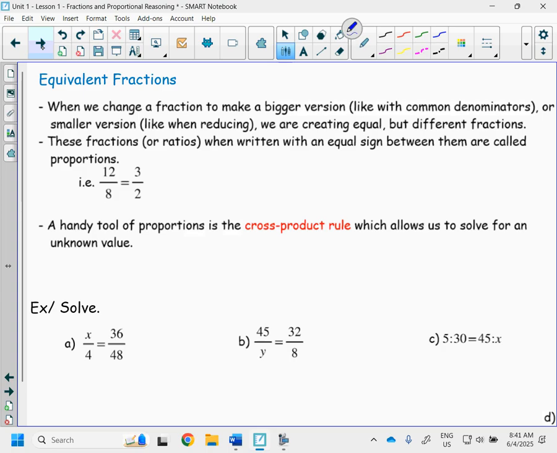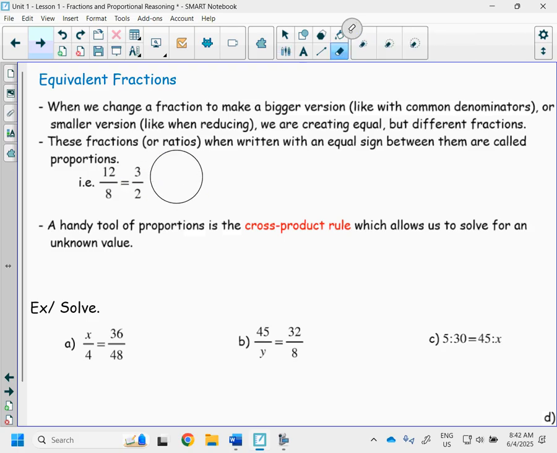Okay. Sometimes we actually want to solve problems involving equivalent fractions. So take a look at this example here for a second. Would you agree that 12 over 8 is actually the same as 3 over 2? I hope so. I can think of this as if I divide by 4 and divide by 4, it comes out to this one. Or vice versa, if I times by 4 and times by 4, it comes out to this one. Right? They're equal but different.